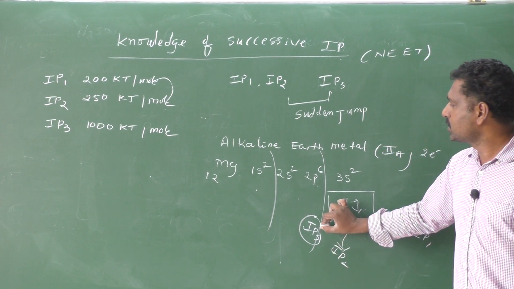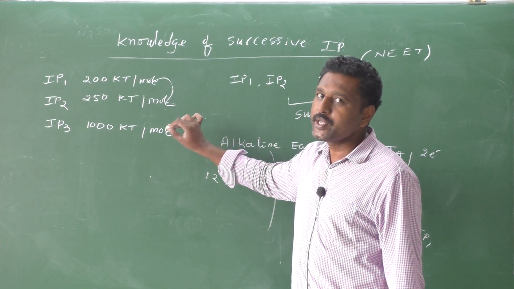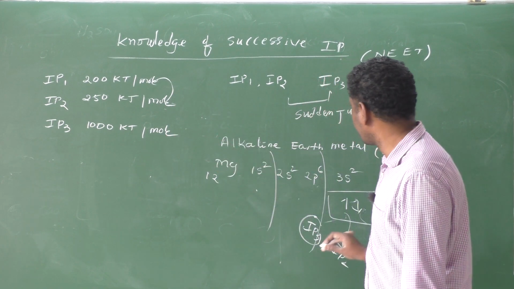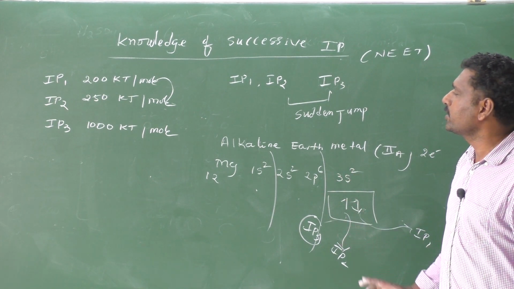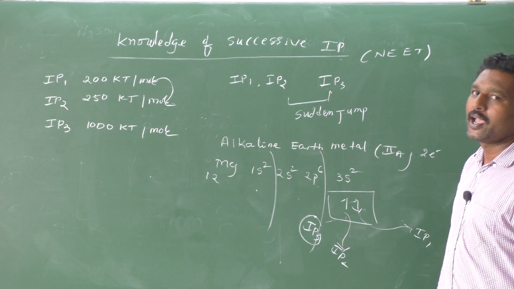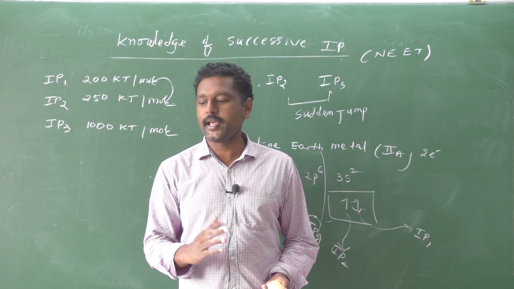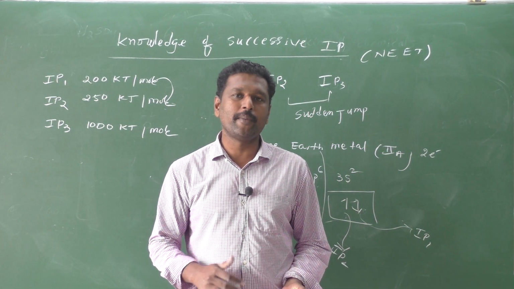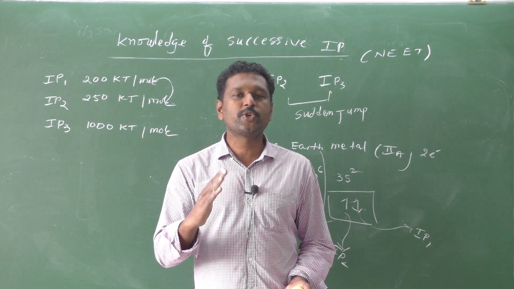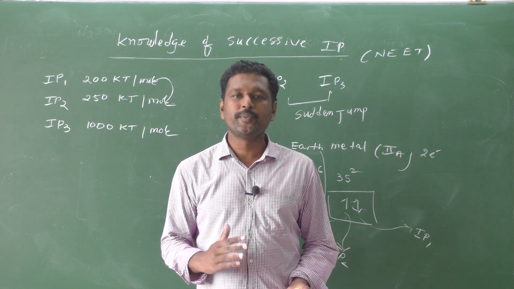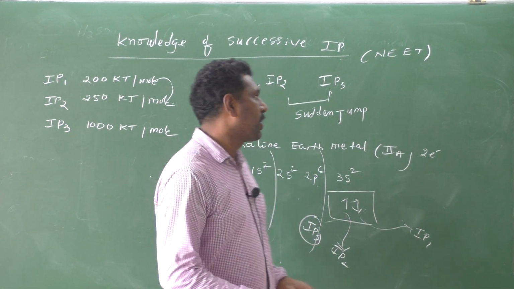So here the IP3 value is more, 1000. A sudden jump is there. Therefore, this element belongs to alkaline earth metals, with 2 valence electrons. A sudden jump between IP1 and IP2 means alkali metals, first A group. Between IP2 and IP3 means second A group. Between IP3 and IP4 means third A group element. Like that we can find.